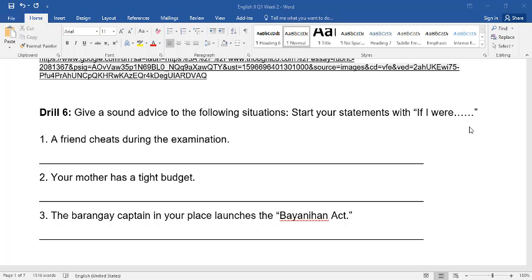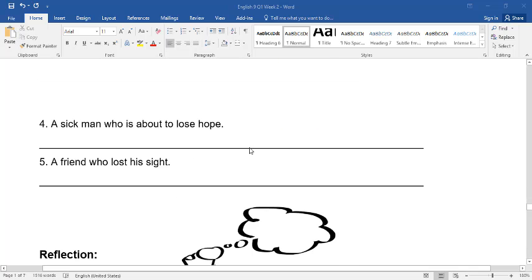If I were. So, a friend cheats during examination. If I were him. So, let's say that is your first part. What will you do? Continue the result clause. So, that is just an example on how you will answer this drill. You write your answers on the blank provided.